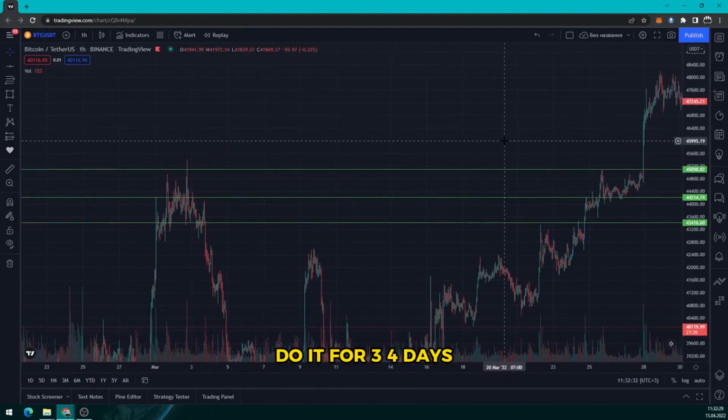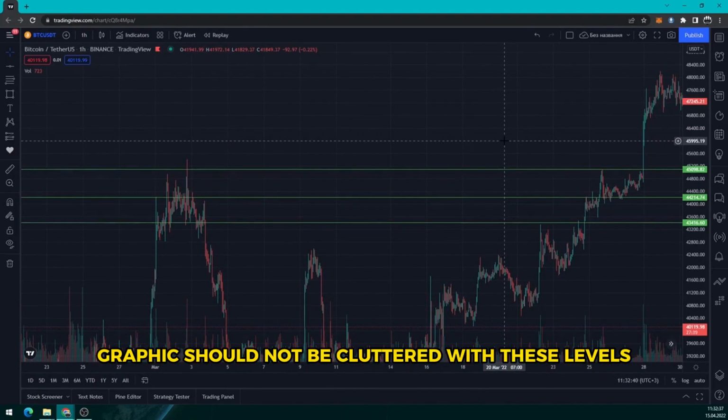Work for 3-4 days and you will understand how many levels you need to set. There shouldn't be too many levels. Your entire chart should not be cluttered with these levels.